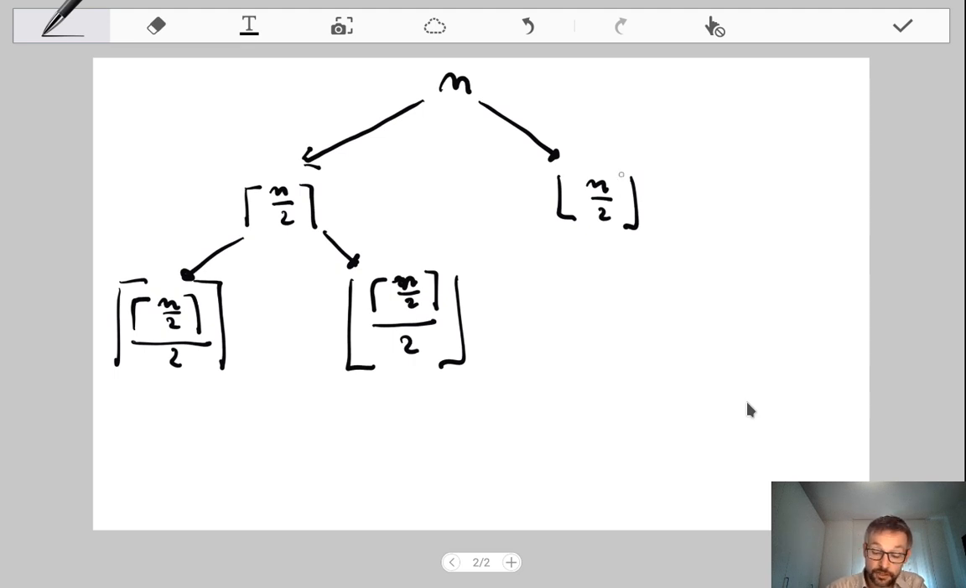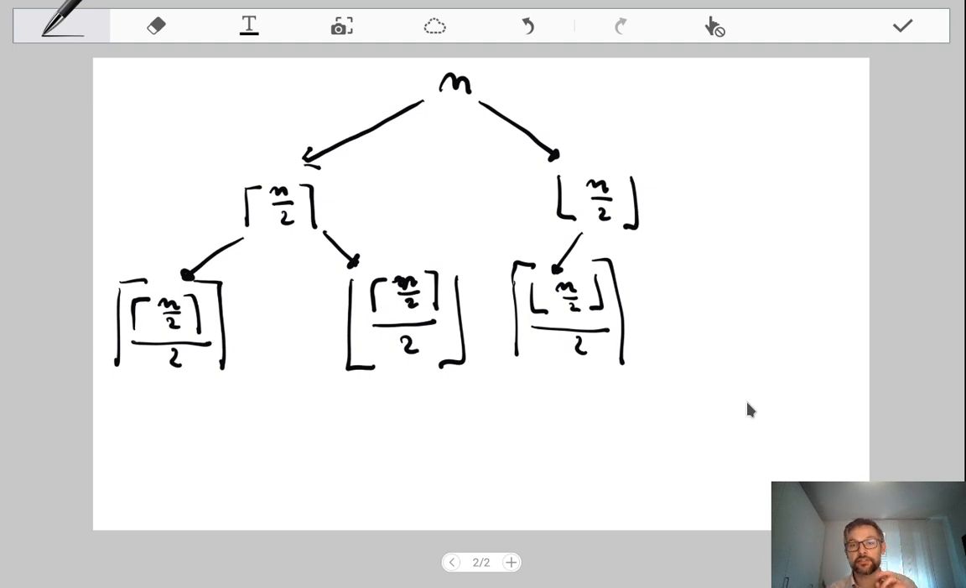What about this call? Well, this call of course is almost the same, so it will be the floor of n divided by 2 divided by 2 ceiling, because remember on the left side we always deal with the ceiling recursive call, while on the right side again we will have the floor part, and this is it.